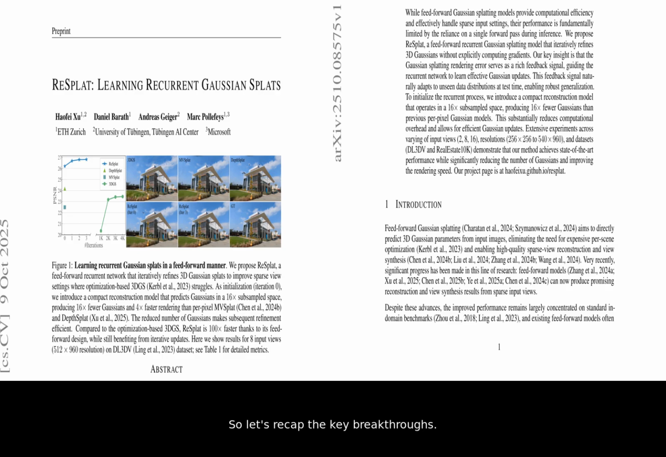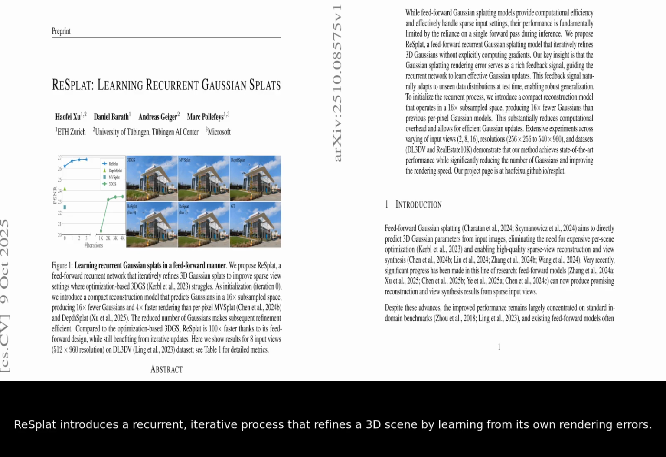So let's recap the key breakthroughs. ReSplat introduces a recurrent, iterative process that refines a 3D scene by learning from its own rendering errors. It works with a highly compact representation, using 16 times fewer Gaussians to be extremely efficient. This leads to state-of-the-art quality at speeds over 100 times faster than conventional methods.